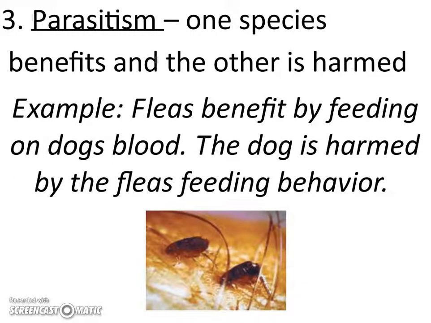Then we have what's called parasitism. Okay, this is where one species benefits, but the other one is harmed. Okay, so this is a hurtful relationship here. So for example, fleas. Fleas are benefited by feeding on dog's blood. Okay, so when dogs get fleas, it's a good thing for the flea, but for the dog, it's a bad situation. Not only is it a bad situation for the dog, but it can also be a bad situation for humans or the owners of the dog.